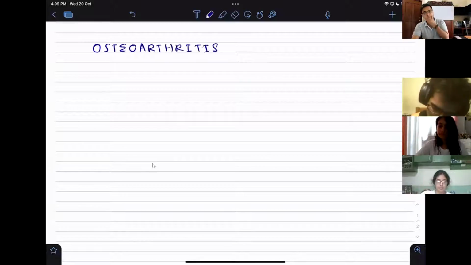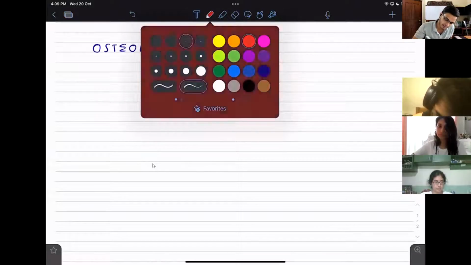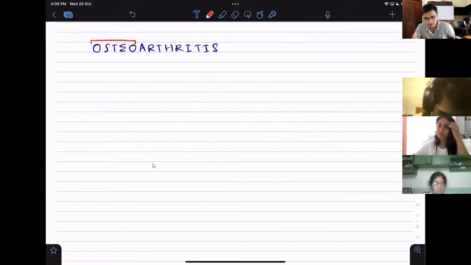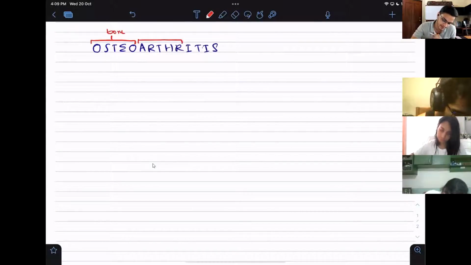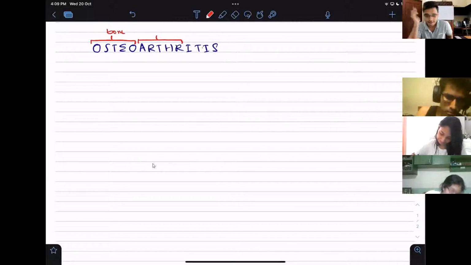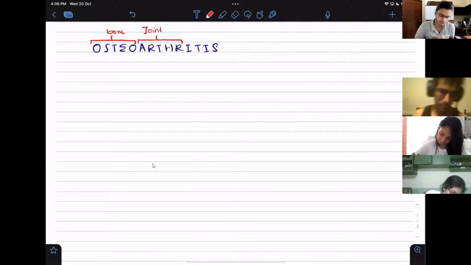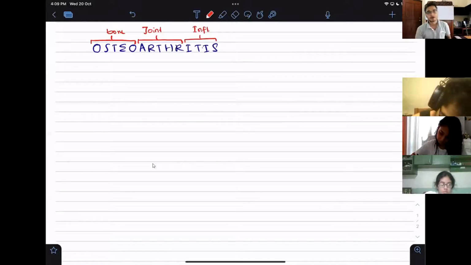Now, what does osteoarthritis mean? Just from the name, look at this, guys. Osteo, anything osteo means what? Bone related. Arthro is anything joint related. Itis is inflammation. So what is this? Inflammation of the joints and the bones. Part of the bone also we will see; there can be some inflammatory changes. We will see in the pathophysiology.